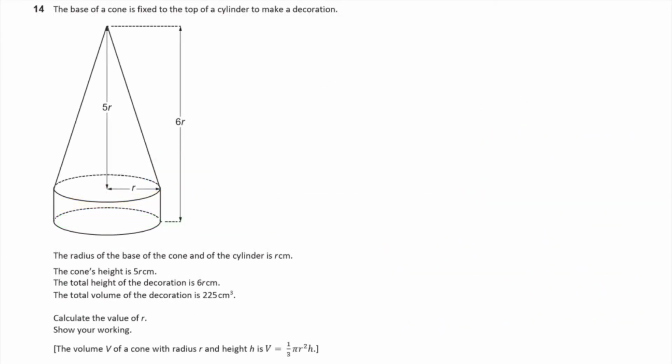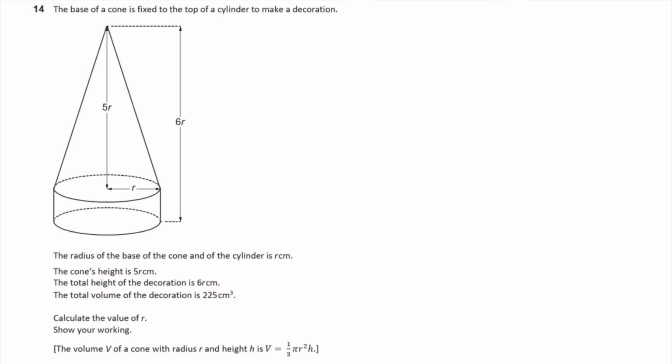Question 14. The base of a cone is fixed to the top of a cylinder to make a decoration. The radius of the base of the cone and the cylinder is r centimeters. The cone's height is 5r centimeters, and the total height of the decoration is 6r centimeters. The total volume of the decoration is 225 centimeters cubed. Calculate the value of r, show your working, and we can use the fact that the volume of a cone with a radius r and the height of h is V equals 1/3 pi r squared h.